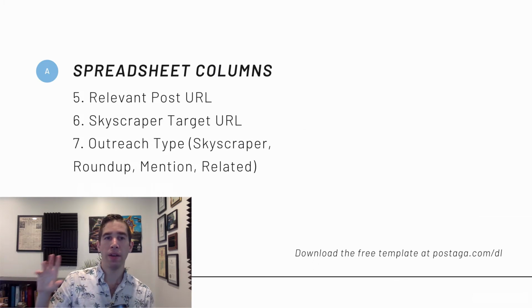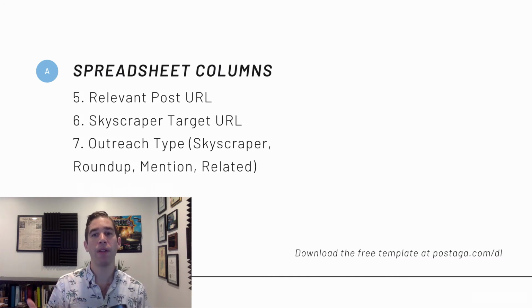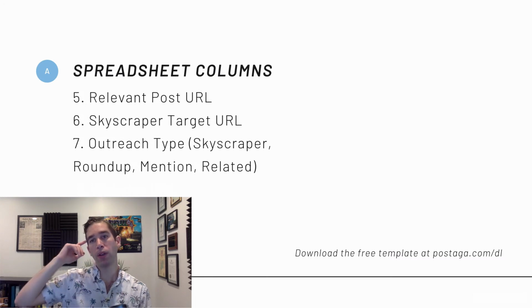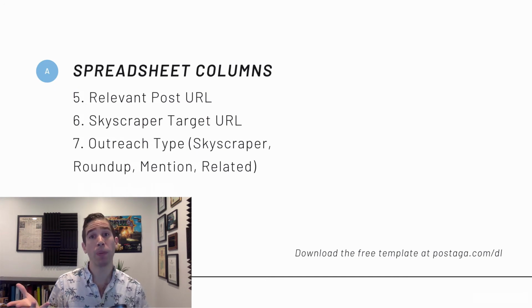The next set of columns that I have are really related to specific outreach methods. You won't need all of this information for every single contact, but you will for some. So columns like relevant post URL are going to be that contact's relevant blog post that you want a backlink from. Again, it may not be relevant for every single contact, but that's fine. Then there's the skyscraper URL field. That'll only be relevant for the contacts that we're doing outreach related to the skyscraper technique.